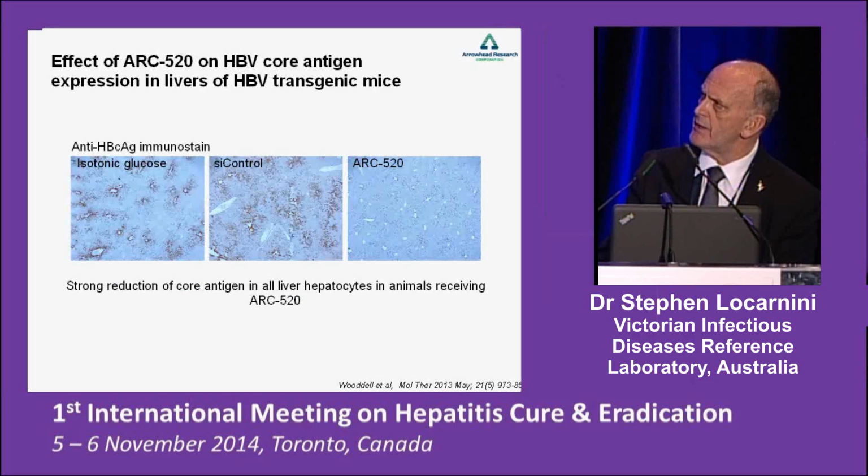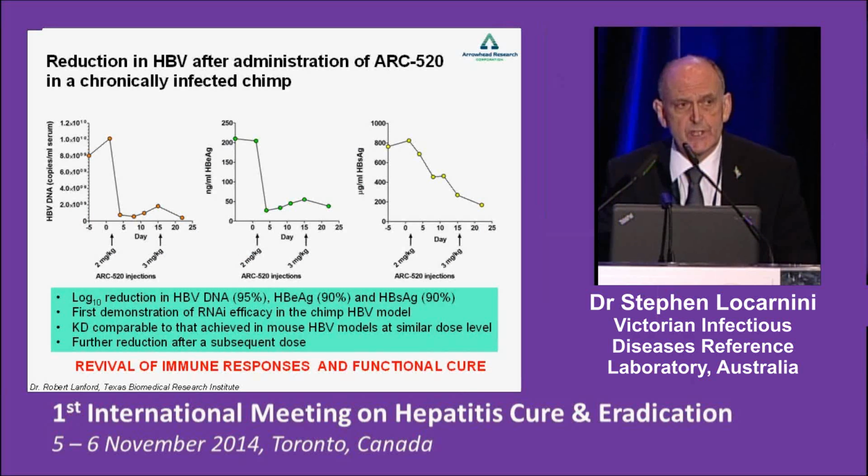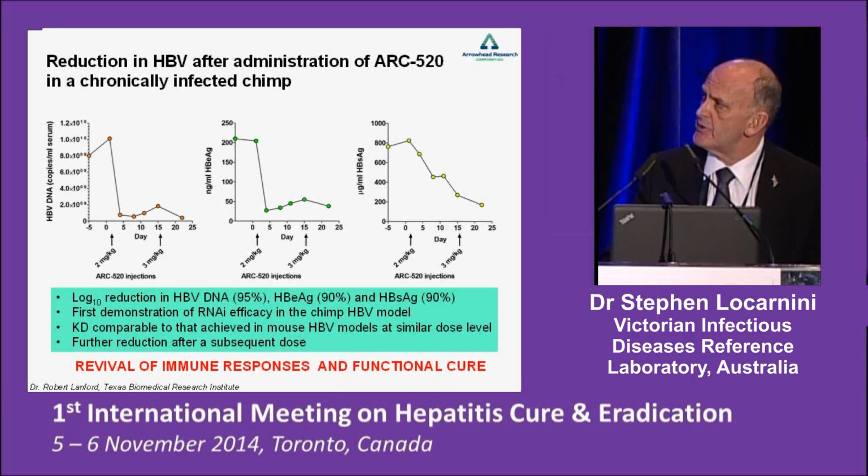In the transgenic mouse, the ARC-520 is the double RNAi that I just showed you before. There are the control animals, and here all of the core antigen expression in the transgenic mouse was rendered unstainable. And then Robert Lanford has presented the chimpanzee data, an E antigen positive chimp.